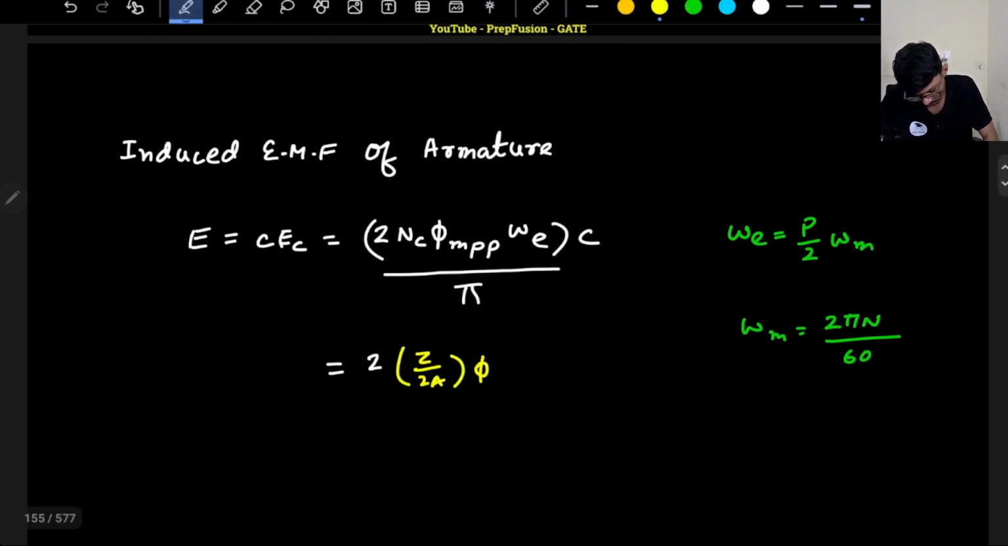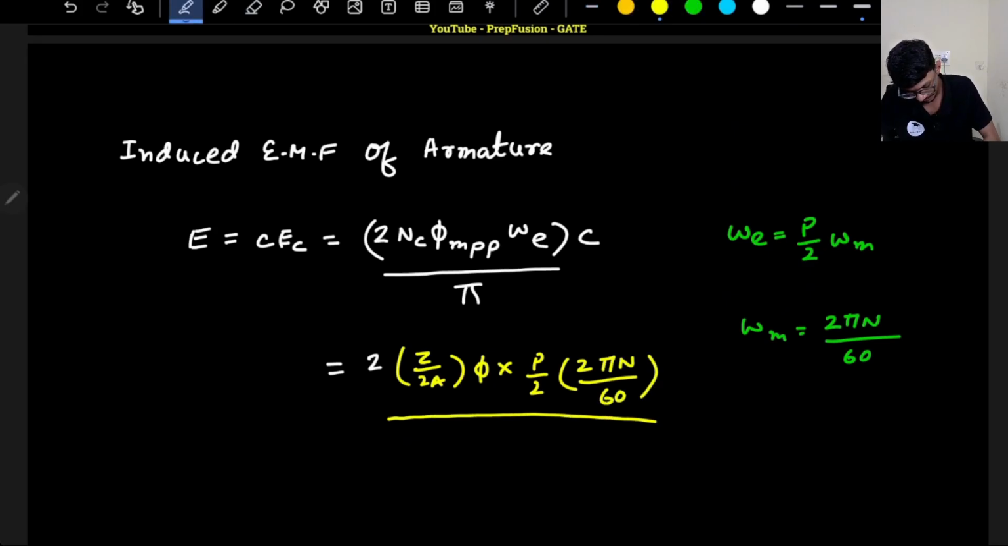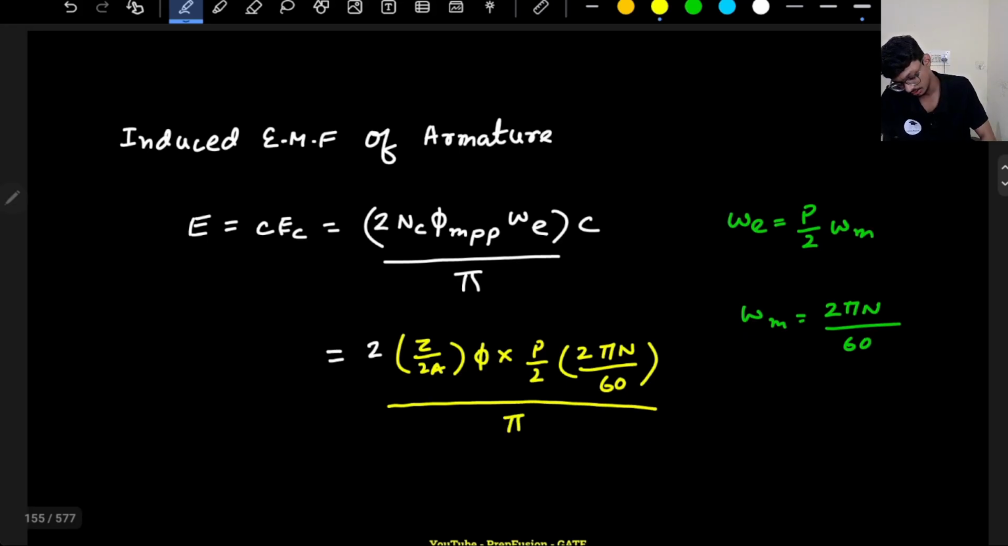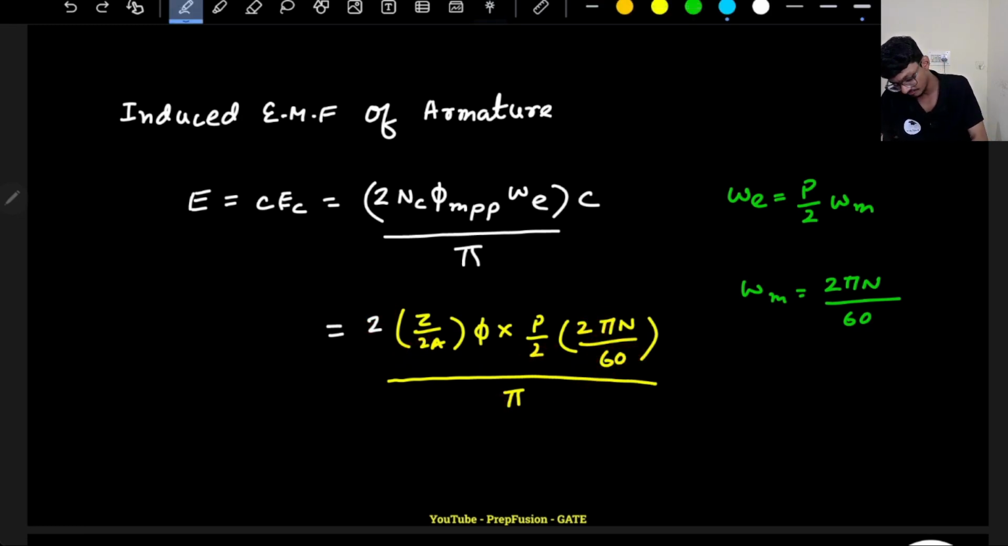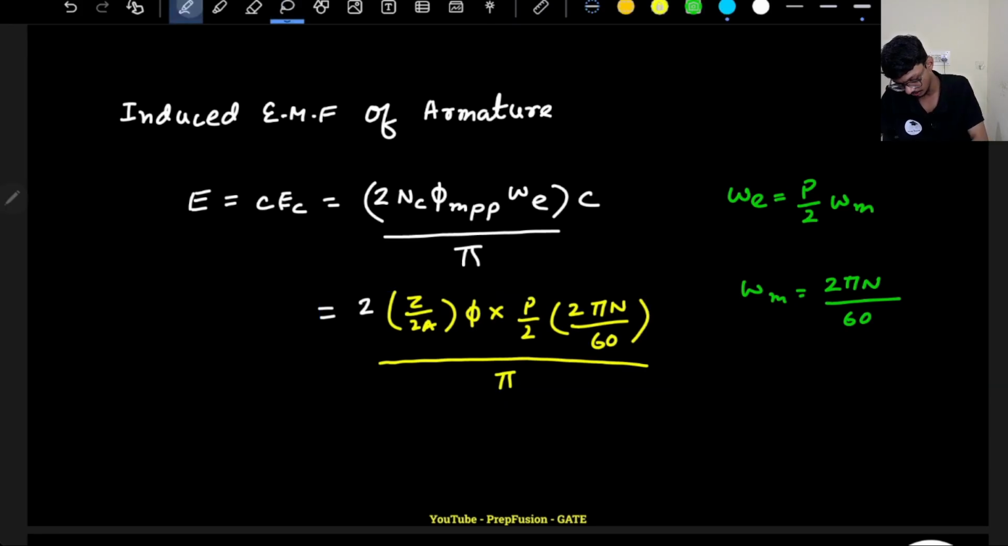Now omega E will be replaced with P by 2 into omega M, where omega M is 2 pi N by 60, divided by pi. A few cancellations will happen here: this 2 and this 2 get cancelled, only 60 will be left, which goes down, and pi gets cancelled. So at the top I will have phi, Z and P, and at the bottom I will have 60 into A.